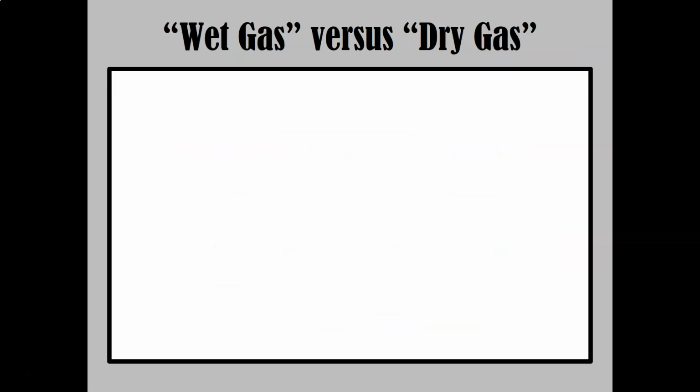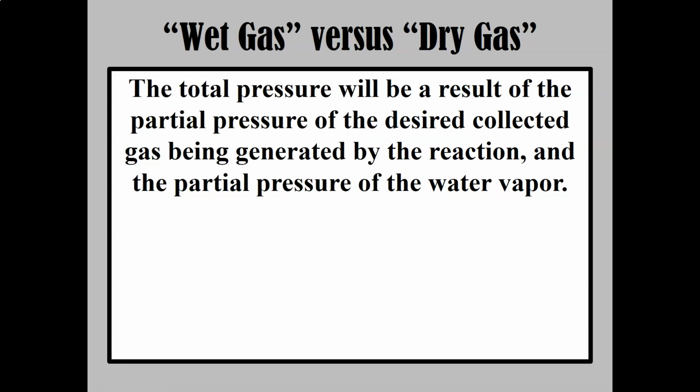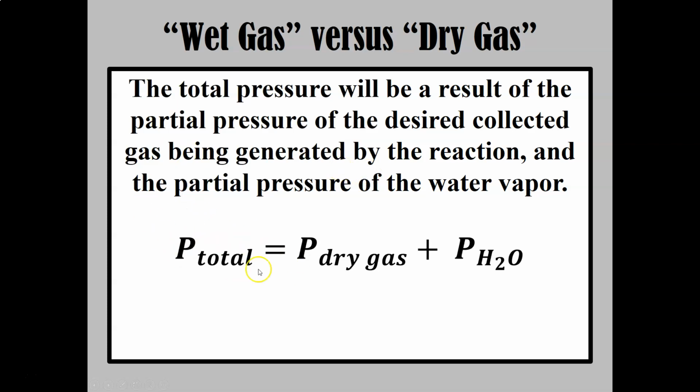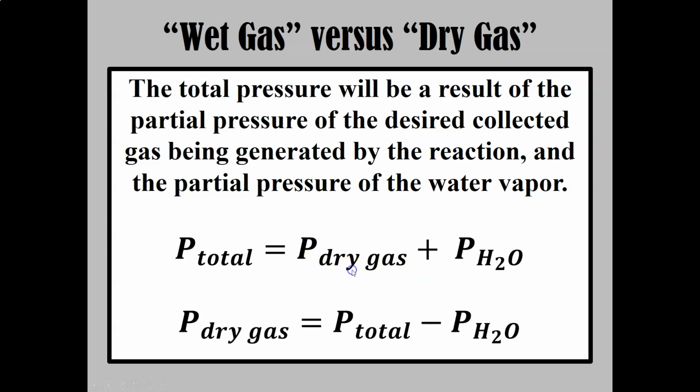So the total pressure inside your flask or whatever container you're using will be a result of the wet gas, right? And so what you need to do is subtract out the water, and that will let you get the dry gas, is what we call it. So total pressure is the dry gas that we're interested in, plus all that water vapor that we don't want. So if I want just this partial pressure, I'm just going to subtract that from the total pressure, the atmospheric pressure.